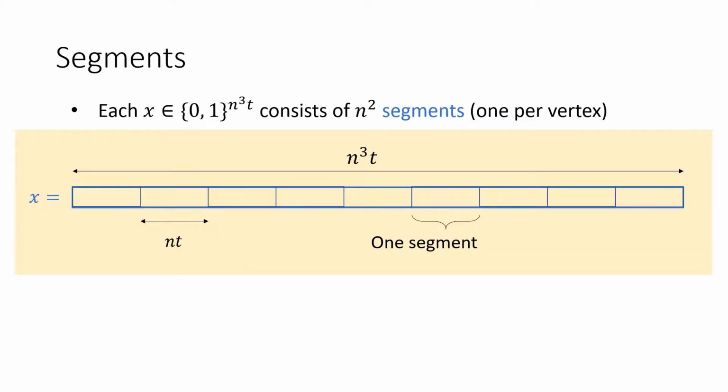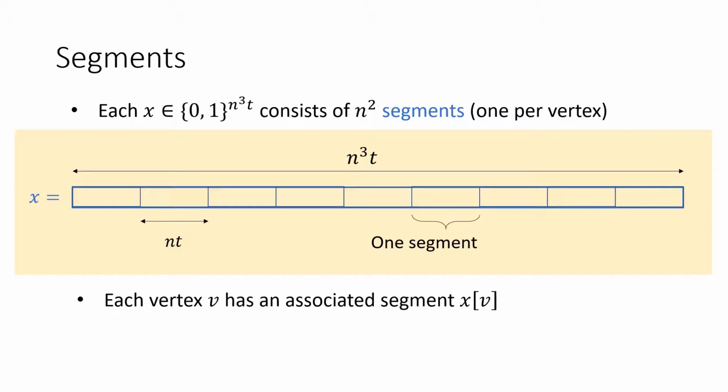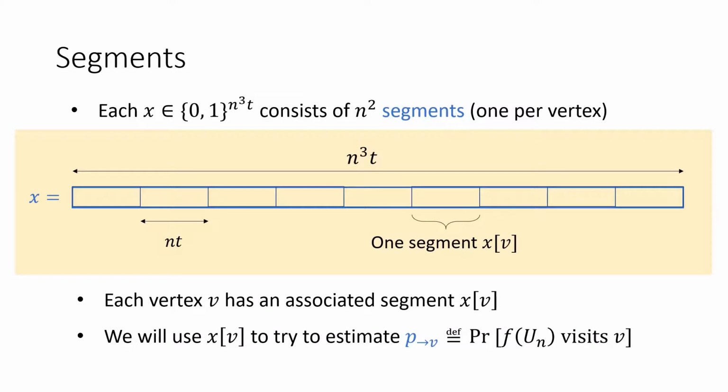The idea is we divide each such string into n squared segments. There is one segment for each vertex in the branching program. I'll use this notation x bracket v to denote the segment of x associated with vertex v, which is a bit string of length nt. We're going to use this segment to try to estimate the probability of visiting v when f reads a truly random input. We denote this probability by p sub arrow v.